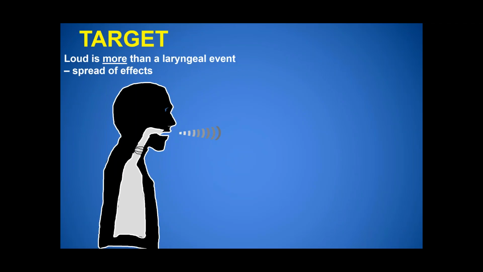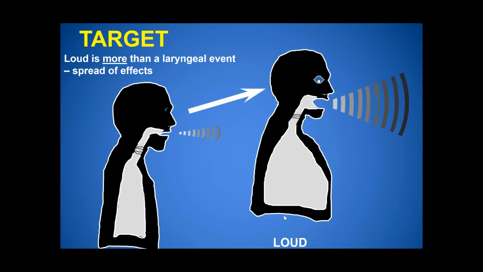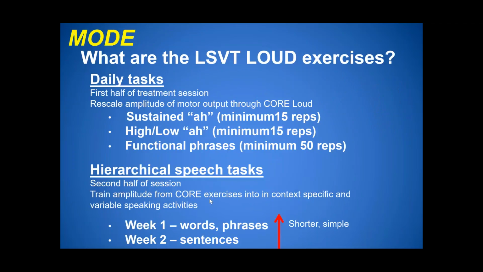But if you ask someone to speak in a louder voice, without any additional cueing, many different things happen. The person takes a bigger preparatory breath, they open their mouth more, they engage their muscles in their face and their articulation system, and out comes a more healthy loudness, even though the only thing that was cued was talk louder. The mode of the LSVT Loud program is that it's intensive, and so this is a brief snapshot of what goes into this intensive treatment session.